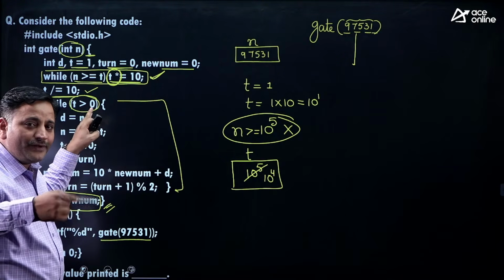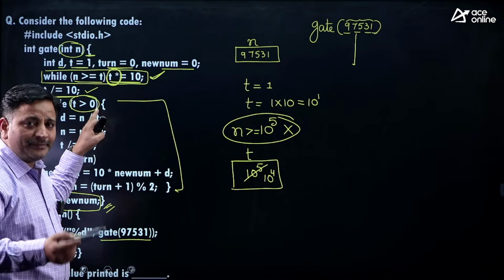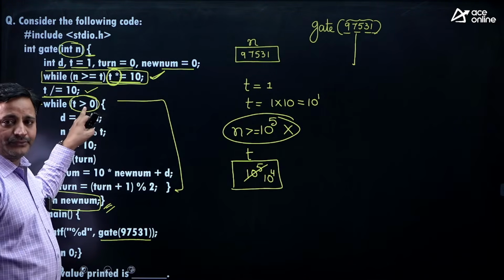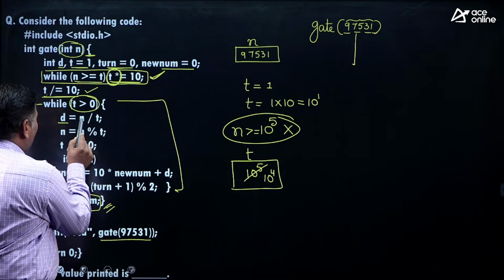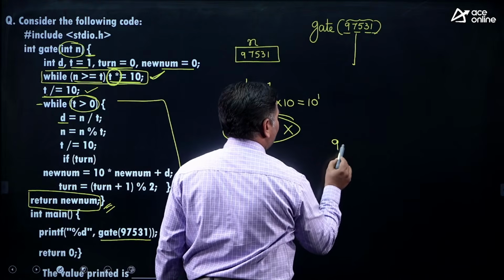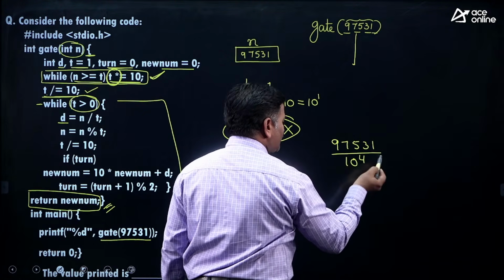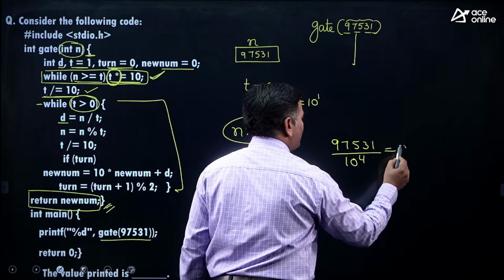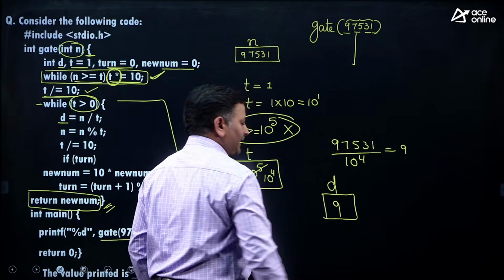It means that going forward we will decrement the value of t. Remember that point, okay? Every time we are going to decrement the value of t. Right now t is equal to 10 to the power of 4, which is greater than 0. So the moment it is greater than 0, we get d equal to n by 10 to the power of 4. What is the value of n here? It is 97,531 divided by 10 to the power of 4. Of course, 9 times it gets cancelled, right? Because the denominator is 10,000, you will get this value equal to 9. It means d is a variable holding the value 9, friends.